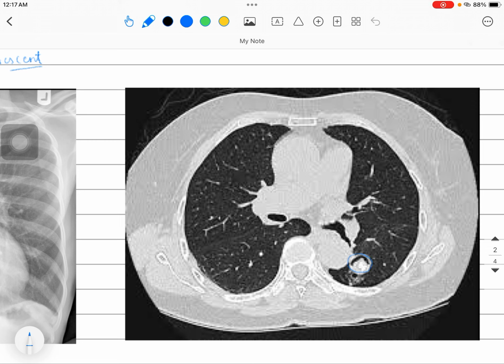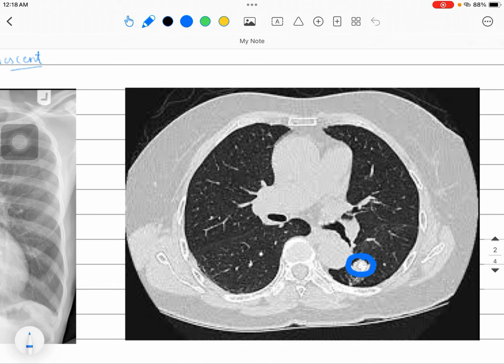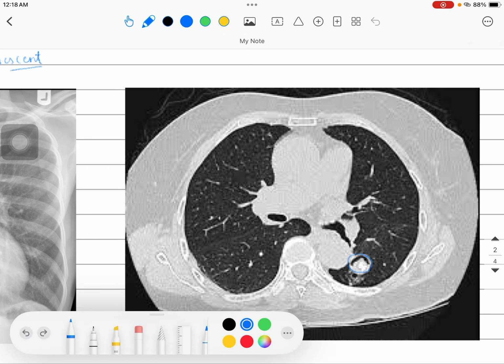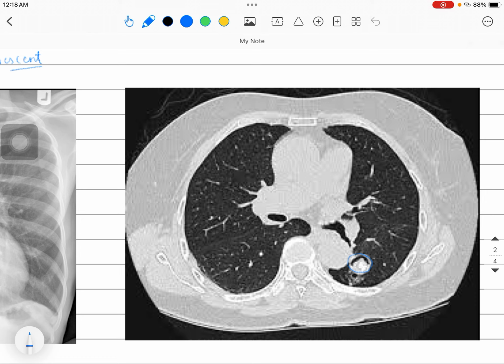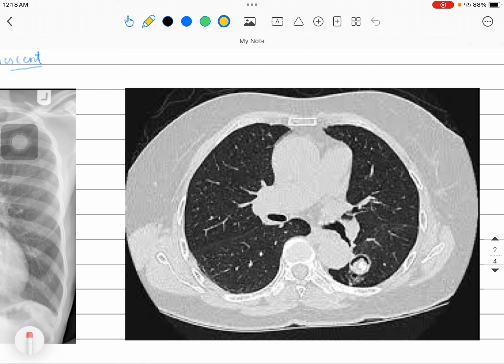This is the cavity. I will use a better color over here. So you can see the cavity better over here, right? This is the cavity, and inside the cavity you can see there is an air crescent sign. The thing which you can look at over here with the yellow color, this is the crescent shape, isn't it? So that is the air crescent sign in the CT scan, or you can say the HRCT thorax.